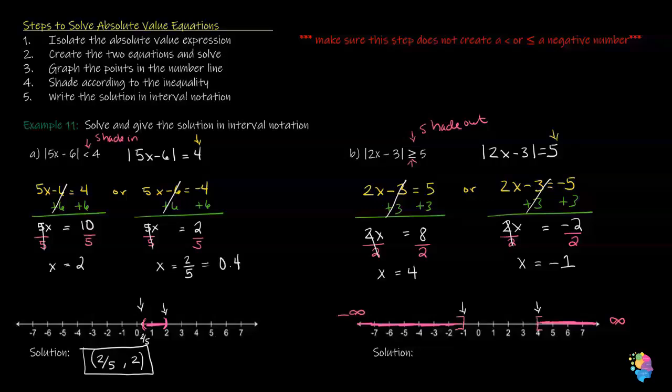And we're ready to write our solution in interval notation. We read the number line from left to right, so that will be -infinity to -1, and then again from 4 to infinity. Because we are including the numbers, we place brackets at -1 and 4, and we always place parentheses at infinity. Because our solution is broken into two pieces, we place the union.